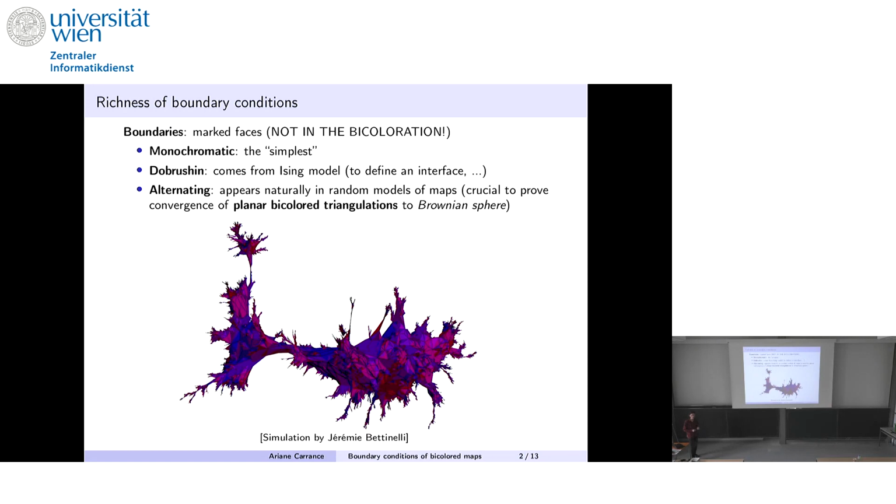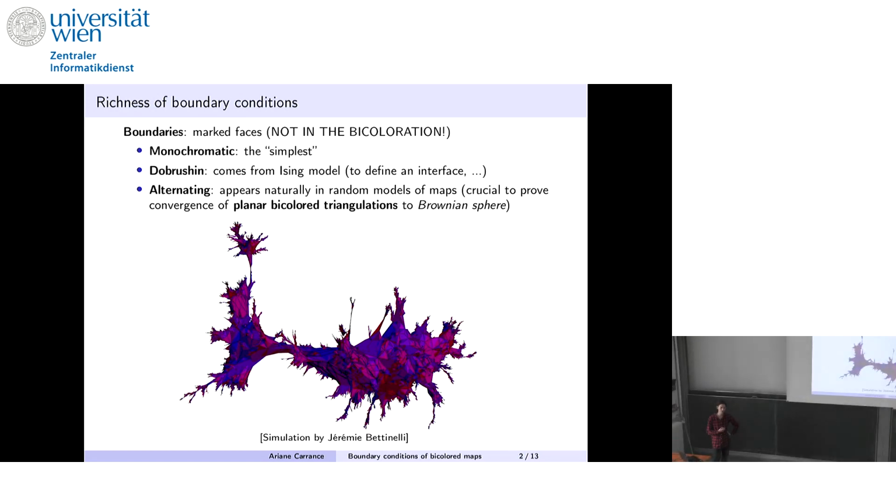So it's related to the Gaussian free field, but it's not the same object because this is a random metric space, and the Gaussian free field is a random distribution.